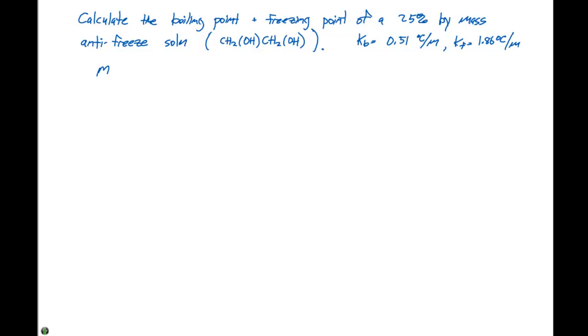In each of these equations, we need to determine what the molality is. So the molality of this solution is going to be moles of C2H6O2, which is our antifreeze, divided by kilograms of water. So we have moles of solute per kilograms of solution. Okay, so it's a 25% by mass antifreeze, so that means that we're going to have 25 grams of C2H6O2, and we're going to have 100 grams of that solution. So that means the grams of our water has to be 100 minus 25, or 75 grams.